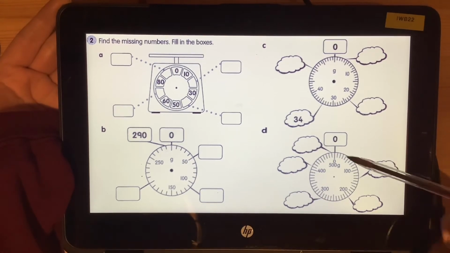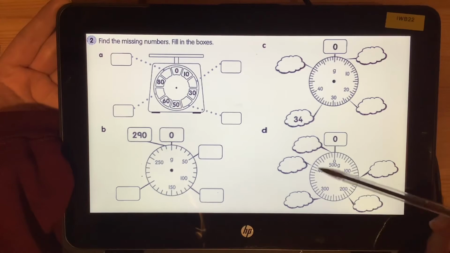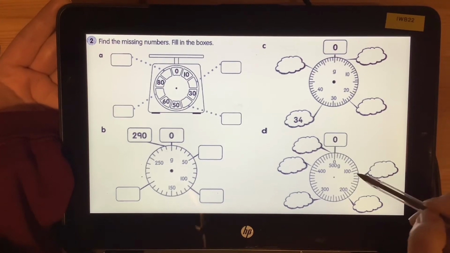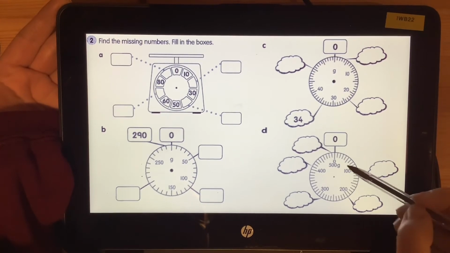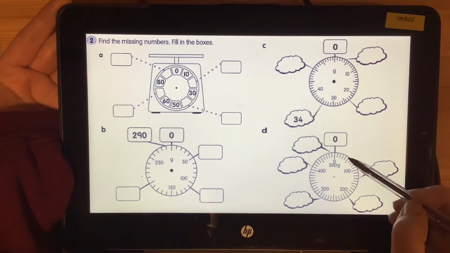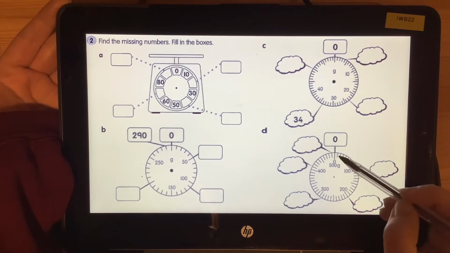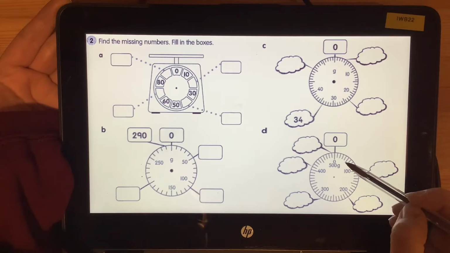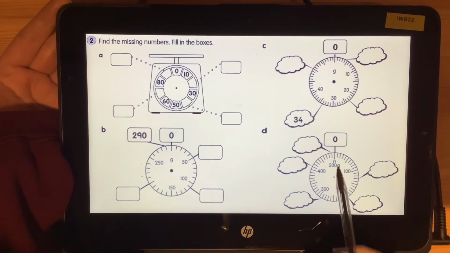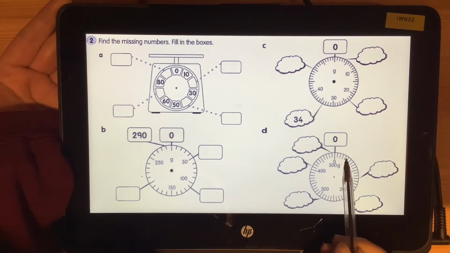Last one. Now we've got 0 all the way around to 500. I've got a marker here for 100 and I've got a halfway mark here. So I know that halfway mark is halfway between 0 and 100. So that mark there is 50. I've then got 1, 2, 3, 4, 5. So I know each one is 10, 20, 30, 40, 50.